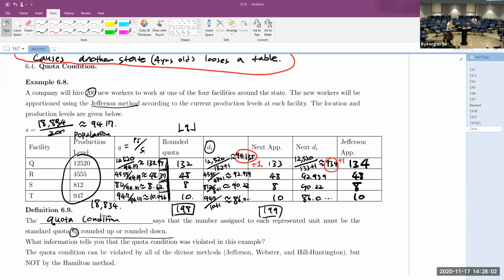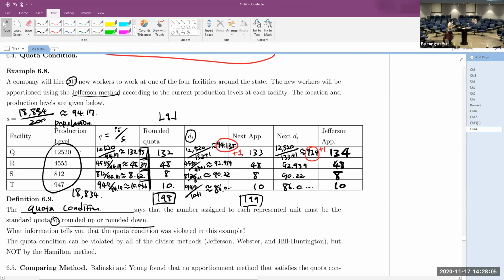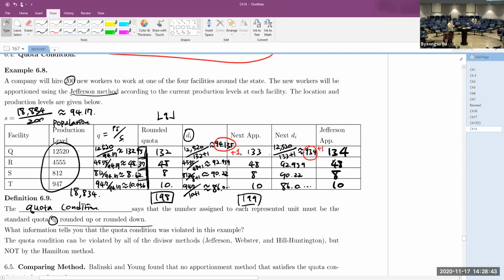Okay, then you can see that actually this example violates the quota condition, right? Because if we follow the quota condition, then Pulsatility Q can only be approximately 132 or 133, right? That's the round up or round down of the original quota, right? However, in the Jefferson apportionment, they've got 134, which is greater than the round up. So that's why this example shows the violation of the quota condition.